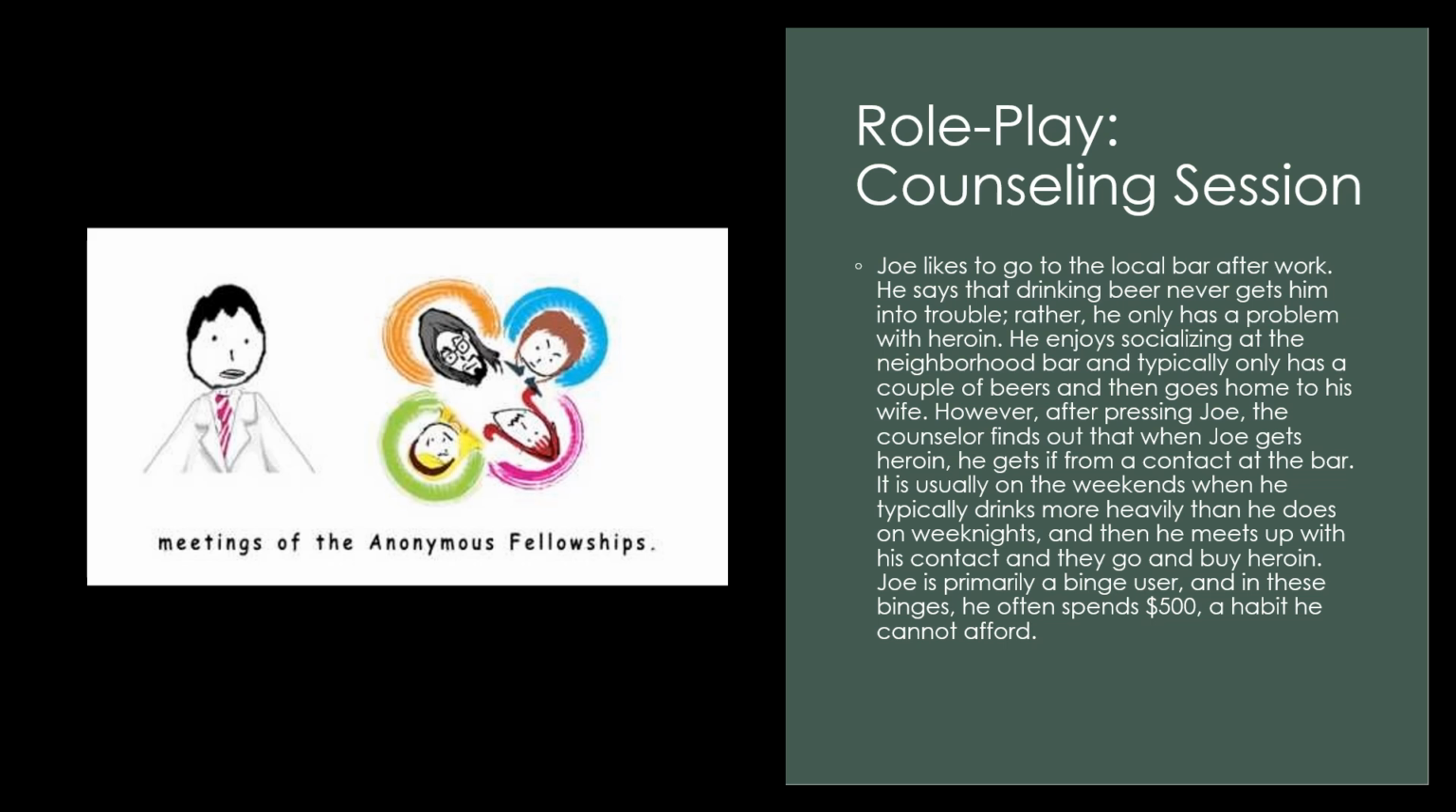However, after pressing Joe, the counselor finds out that when Joe gets heroin, he gets it from a contact at the bar. It's usually on the weekends when he typically drinks more heavily than he does on weeknights, and then he meets up with his contact and they go and buy heroin. Joe is primarily a binge user, and in these binges, he often spends $500, which is a habit that he cannot afford.